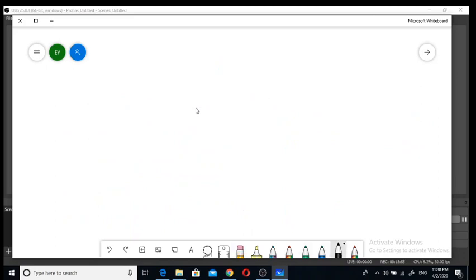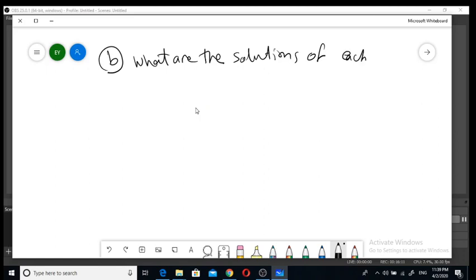Let's see another example. B. What are the solutions of each equation? One, if we have 3x squared minus x plus 2 equals 0. How can we solve this equation?